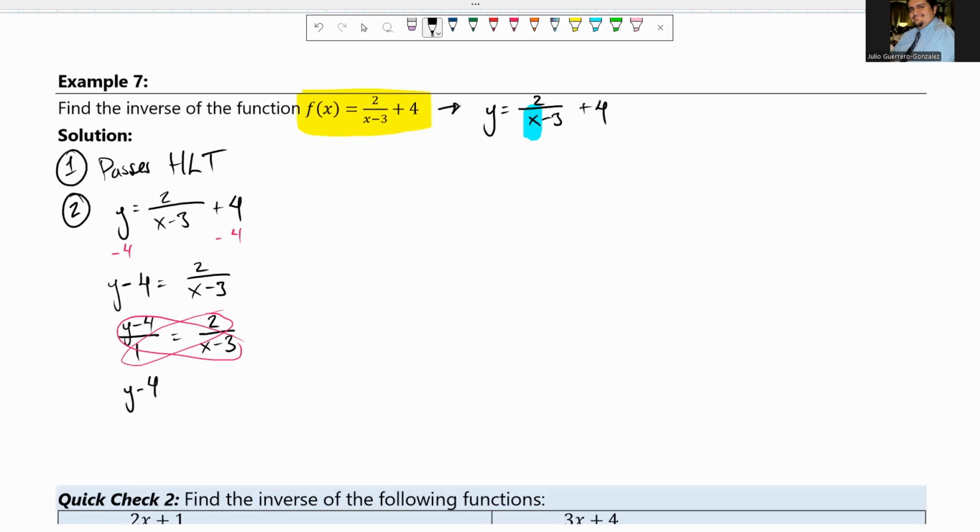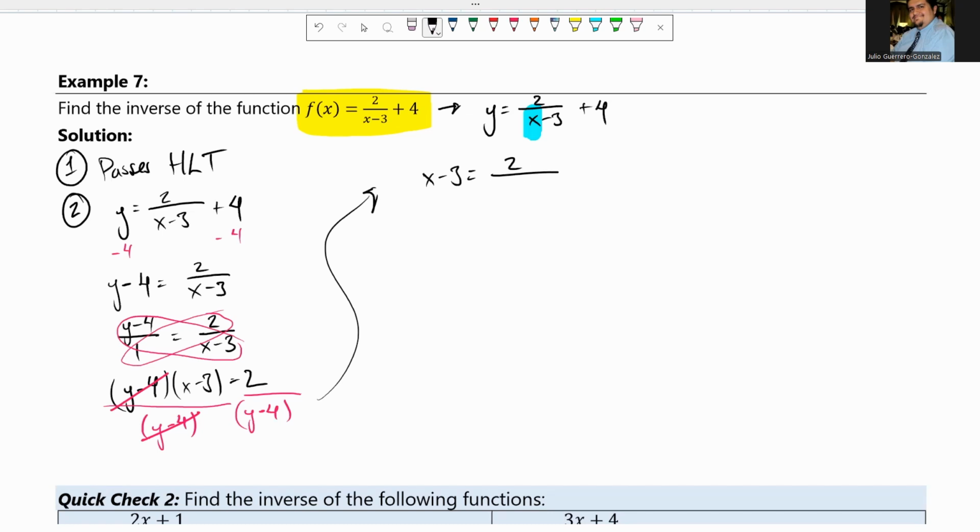So then I get left with y minus 4 times x minus 3 is equal to 2. I'm going to do it in my hot pink here. I can divide away y minus 4, and if I do this, I have to do it to the other side. So I'm going to divide that over here too, y minus 4. But this cancels that. So I get left with, I'm going to carry my work up over here, x minus 3 is equal to 2 divided by y minus 4.